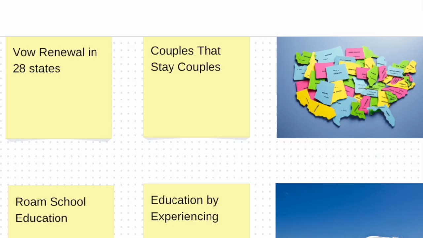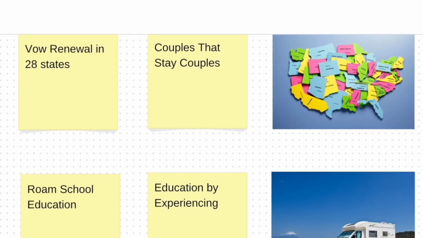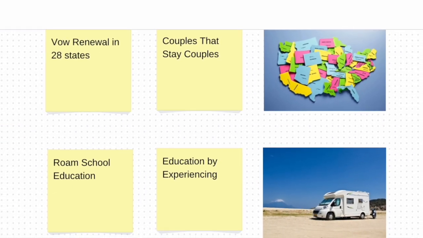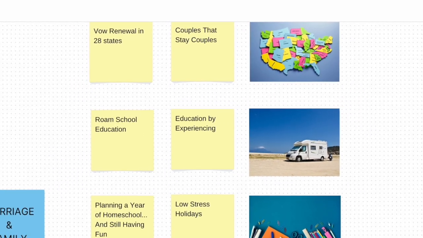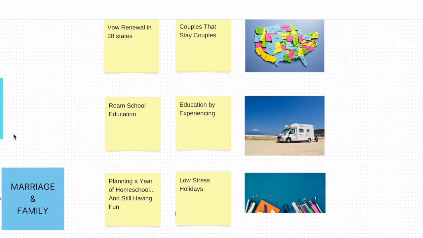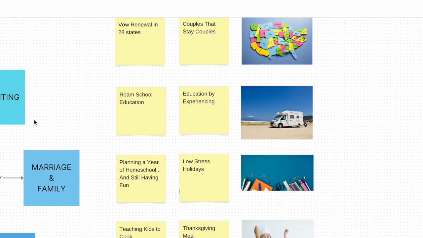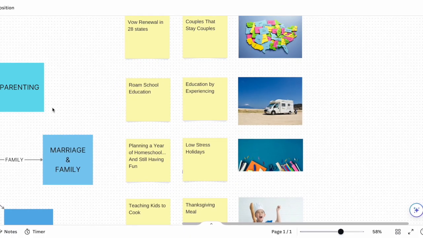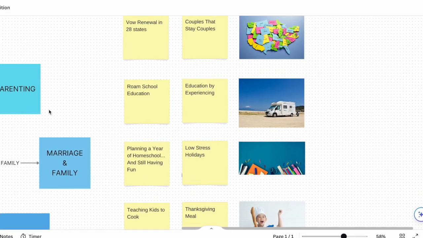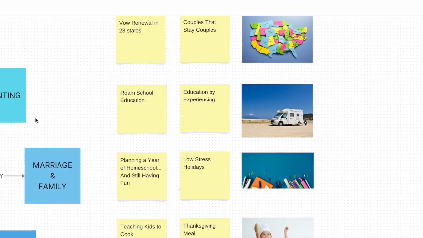So marriage and family is very important to me. And so one of the things my husband and I do that you probably don't know is we renew our wedding vows in a different state every year. We have been married for 28 years. And so I could write a book on what it's like to renew your vows in 28 states. I could write a book on couples that stay couples.